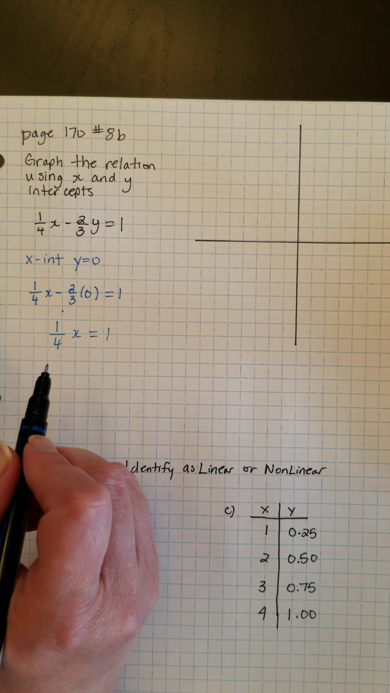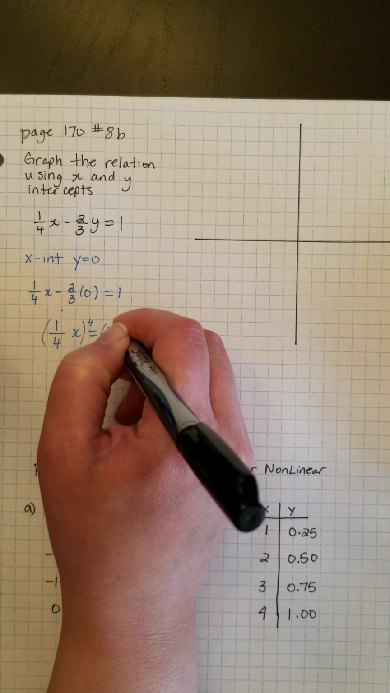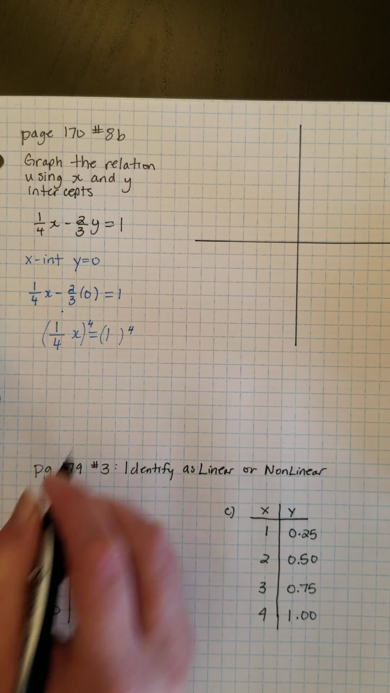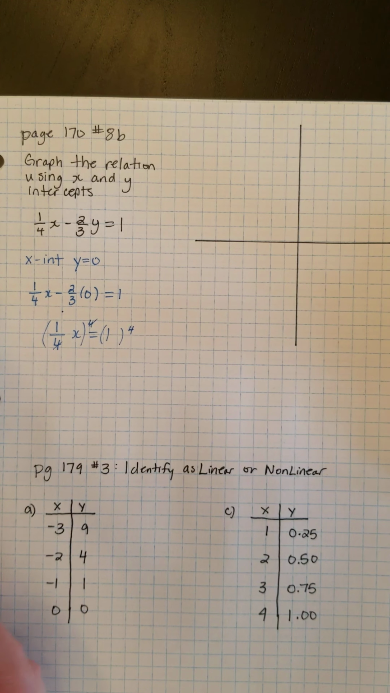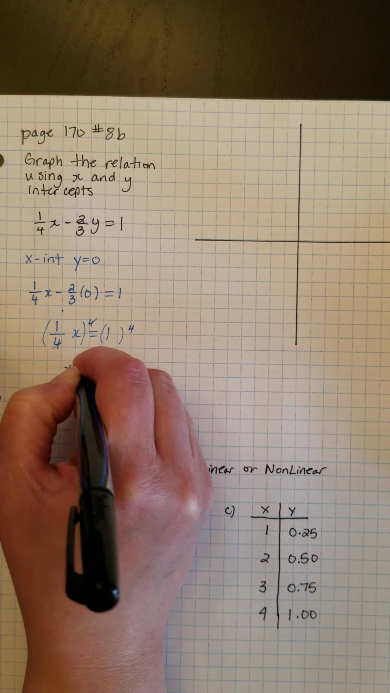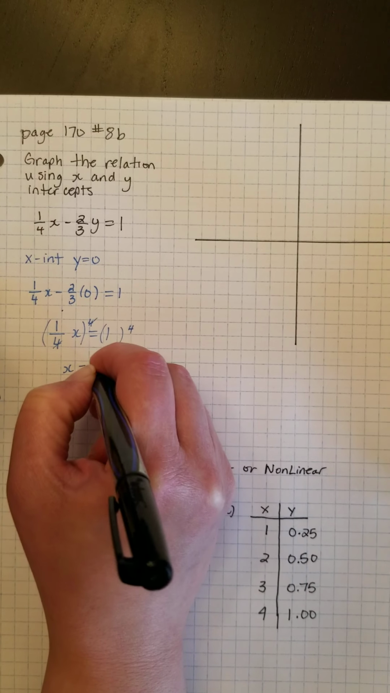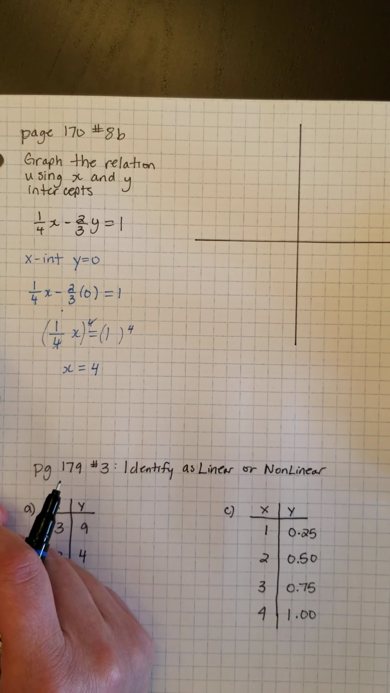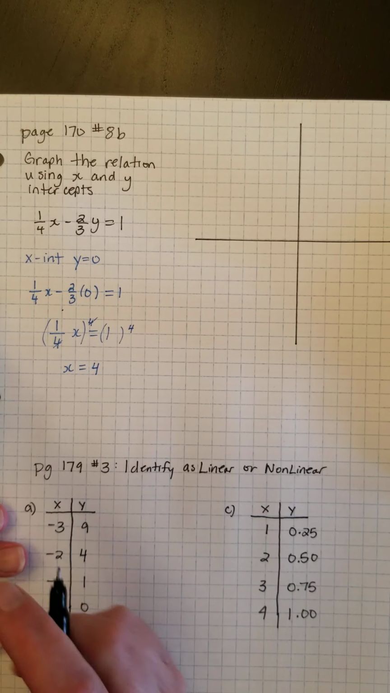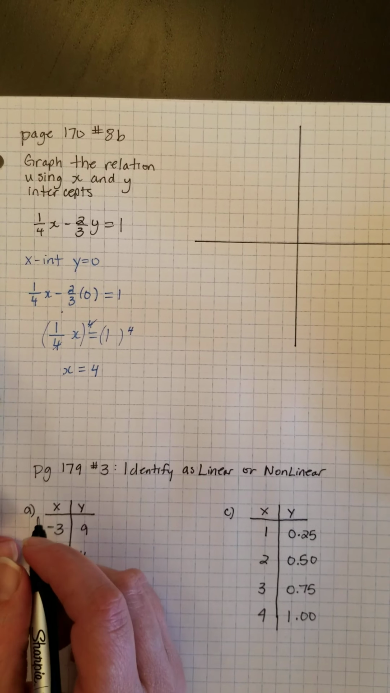I know I have to do opposite operations because this is like dividing by 4. I'm going to multiply by 4 on both sides. And this multiply by 4 and divide by 4 will cancel out. So I'm left with just x on the left, and that equals 4. So that tells me that the x-intercept of this graph is 4. I'm going to do the same thing for the y-intercept.